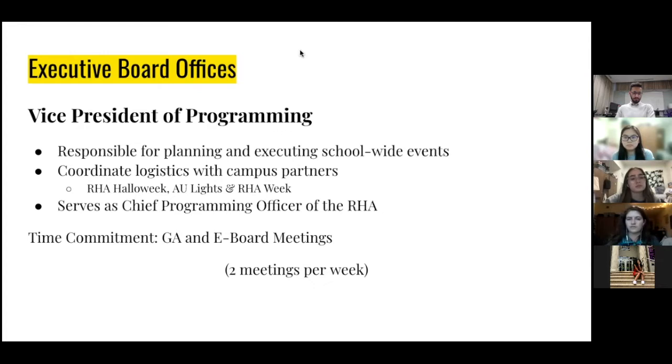So Bree, if you want to talk about programming. Yeah, of course. So like it says on the slides, I have 2 meetings per week. Actually, I have 3 meetings per week because I do GA, Eboard, and then individual meetings with Katie. Additionally, if there are any meetings with co-sponsors, like BSU or AU Pride or RecFit about their events, that also goes into it. But I'm responsible for the overall planning of school-wide events.